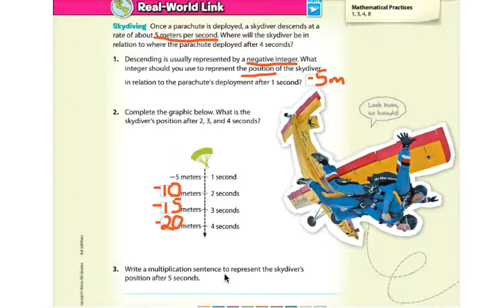Write a multiplication sentence to represent the skydiver's position after 5 seconds. So after 5 seconds, each second, it looks like I'm multiplying by a negative 5. So 5 times negative 5. So that's what you should have there.